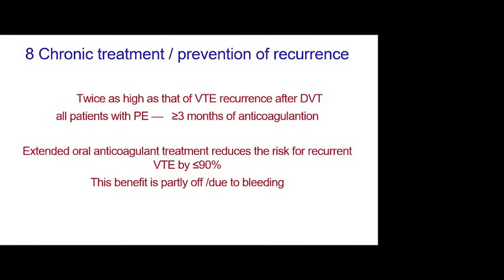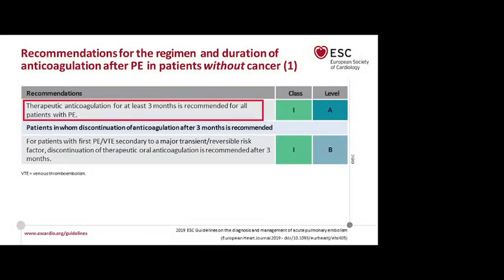Then once we manage the acute condition, we have to think about chronic treatment and prevention of further recurrences. Once a patient develops pulmonary embolism or DVT, the patient has twice as high a risk compared to other people of having another episode. So anticoagulation should be continued for at least 3 months before termination.